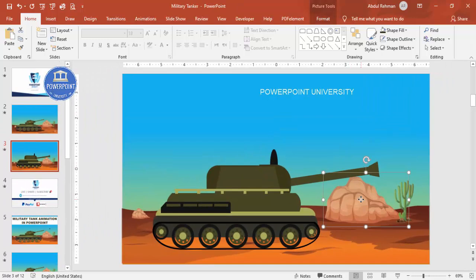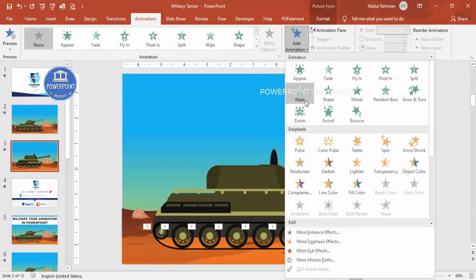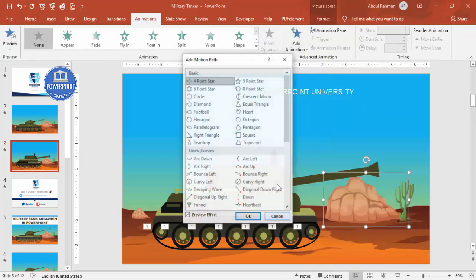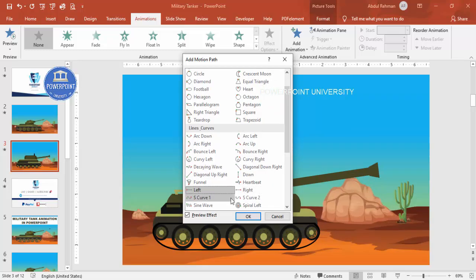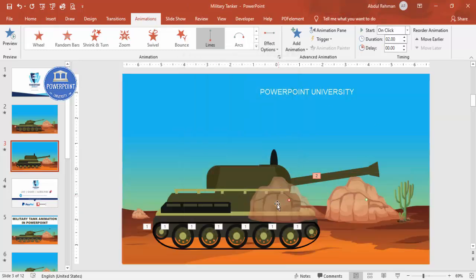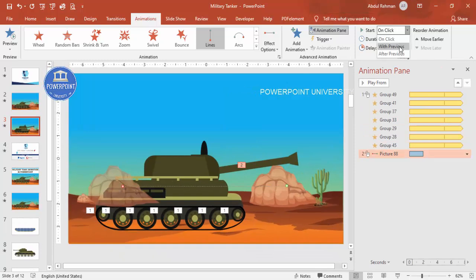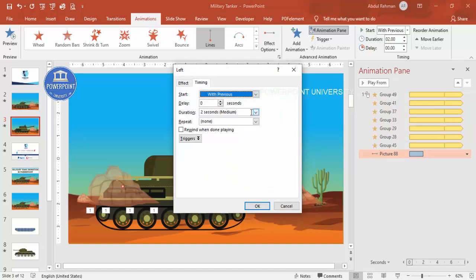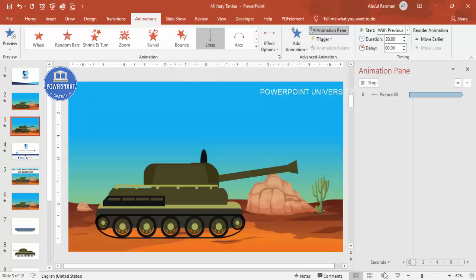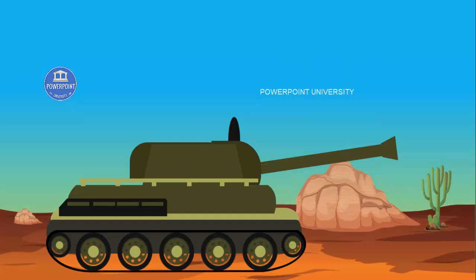For example, I'm going to select this rock, go to animations, add animations, more motion paths, and I'm going to select right. Okay, sorry, I have to select left and click OK. You can see here, and this should go till here like this. I'm just going to show you one, and the same animation you can add for the rest also. So this one should happen with previous. Double click this, remove the smooth start, smooth end, timings. You can make it extremely slow, repeat until end of the slide, click OK. Now if I play, it comes like this.